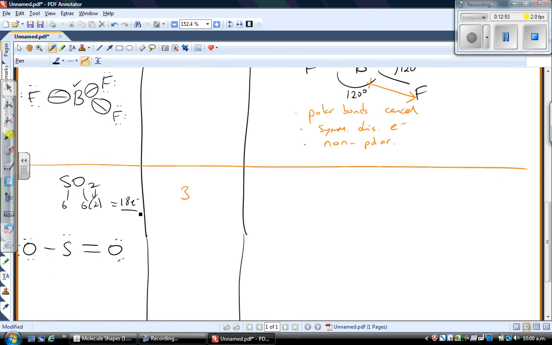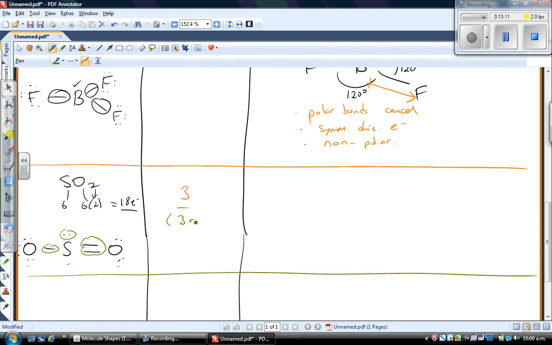Now, just to show where the electron clouds are again. In this case, we have 3 atoms, 1, 2, 3, and we have 1, 2, 3 electron clouds all together. So we're looking at another example of 3 electron clouds. In this case, we have 3 electron clouds and only 3 atoms.